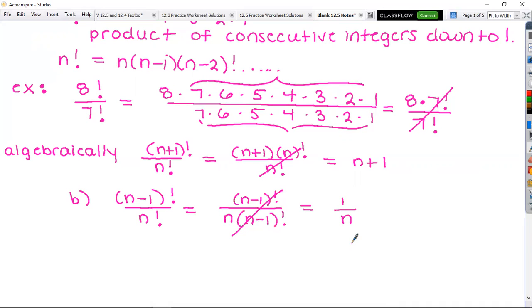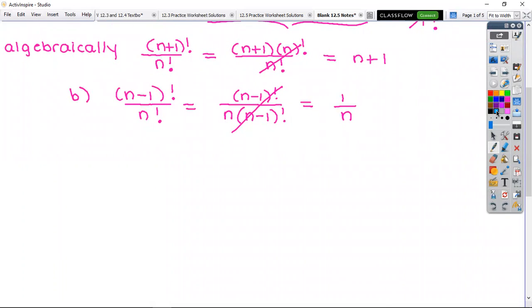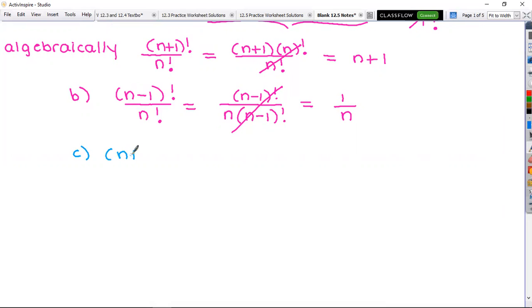So just like that, you break it down as far as you need to get something to cancel. How about one like this instead? n plus 2 factorial divided by n factorial. Again, I'm trying to get something to cancel and simplify. I'm going to start with the bigger one, and keep breaking it down to see if I can get the n factorial on the bottom to cancel. If I start with n plus 2, that doesn't help. I'm going to go n plus 1. That doesn't help. But what if I go one more?